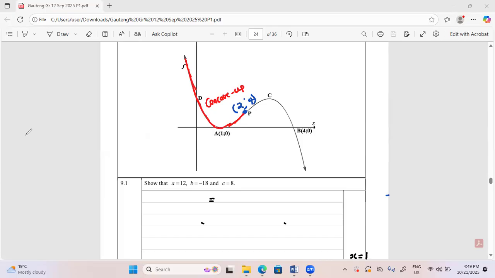Now, from the right side of P, the graph is concave down. So they are saying for which values of x is f concave down. On the right side of the x value 2, the graph is concave down. So this is when x is greater than 2. When x is greater than 2, the function f is concave down.